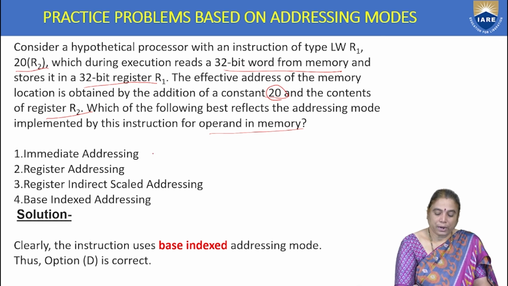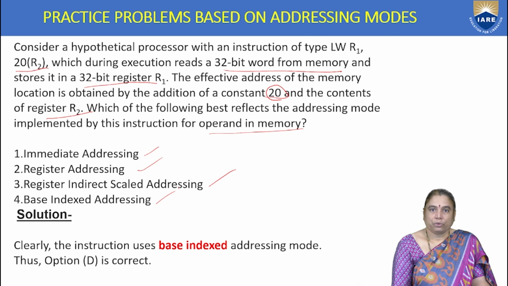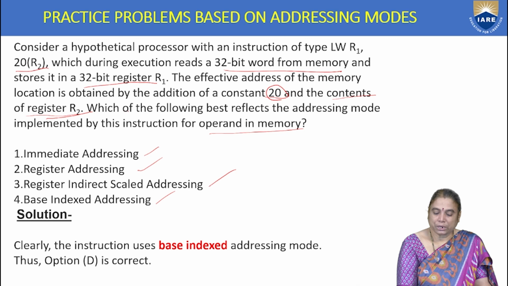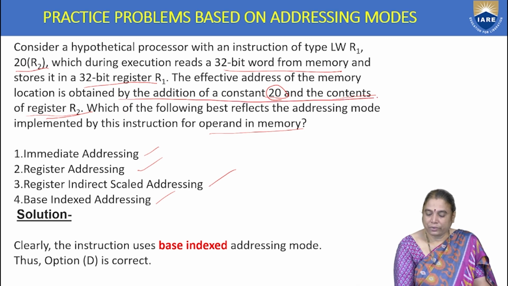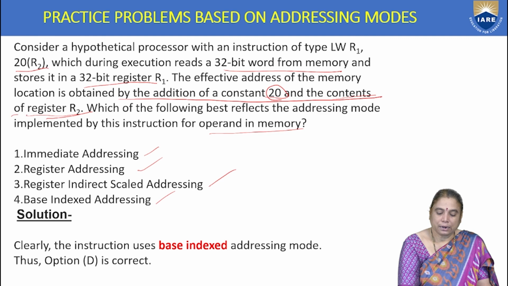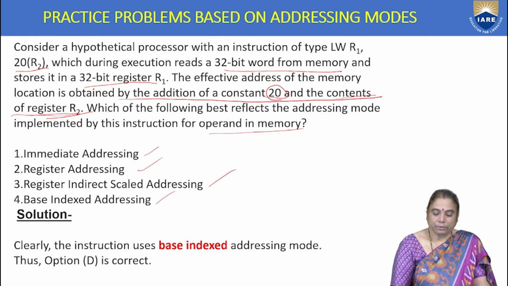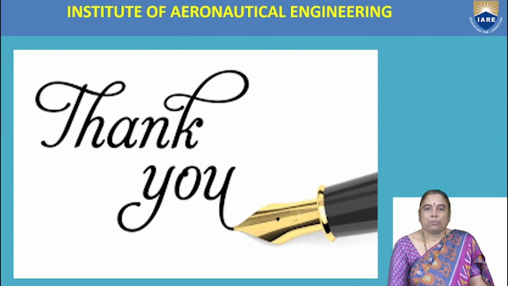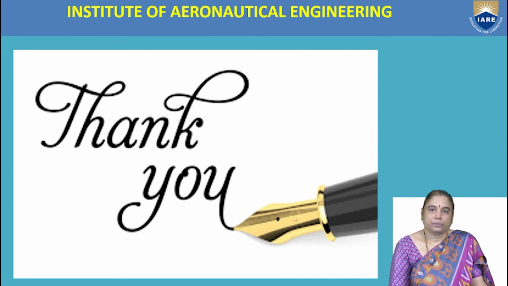The options are immediate, register addressing, register indirect scaled addressing, base indexed addressing. So 20 is the constant, and the base has to be added with the content of the register. The effective address of the memory location is obtained by the addition of the constant 20 and the content of register R2. So it is base indexed addressing. In this way, problems can be framed on addressing modes.